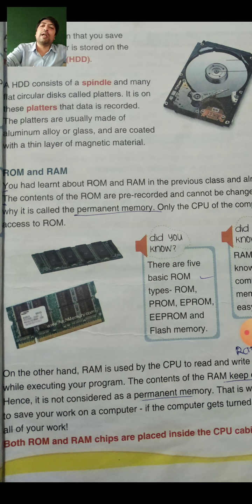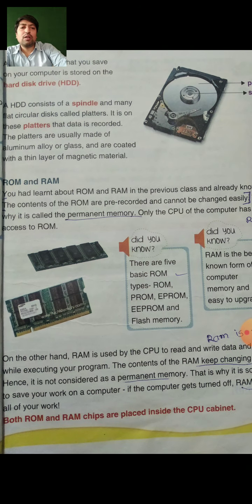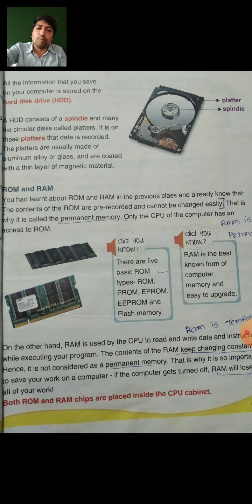And the ROM is the permanent memory, where you do not have the authority to edit it. You learned about ROM and RAM in the previous class, and the contents of ROM are pre-recorded and cannot be changed. Why is it called permanent memory? Only the CPU of the computer has access to the ROM.